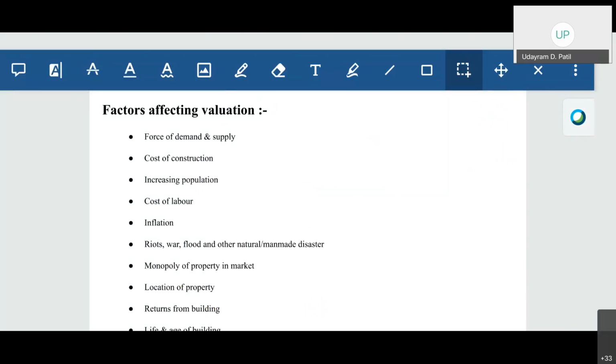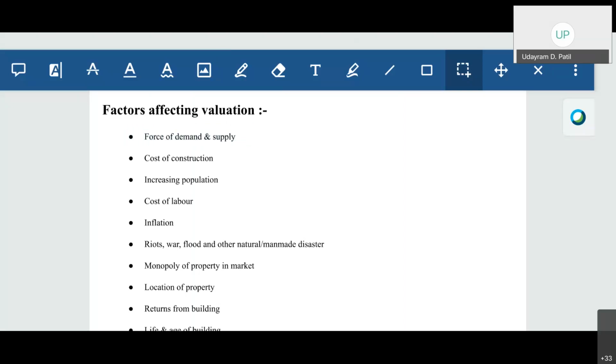Now, what are the various factors on which the value of our property, or the valuation of our property, will depend? First one is the force of demand and supply. Whatever the current market trend is, the number of houses available and the number of buyers available.